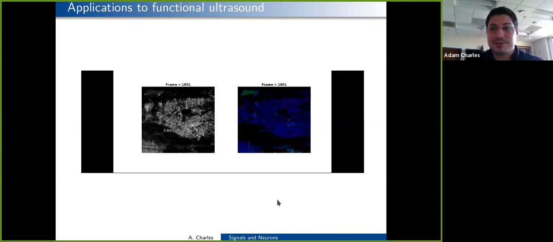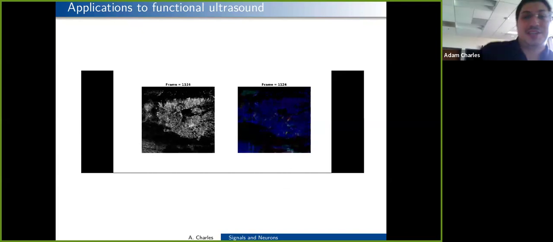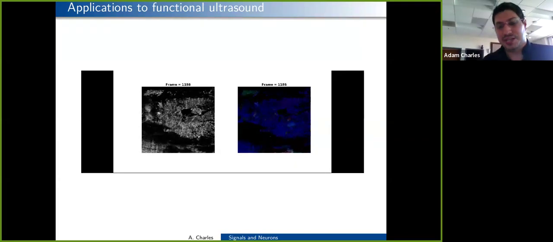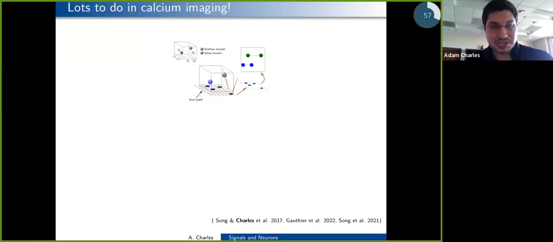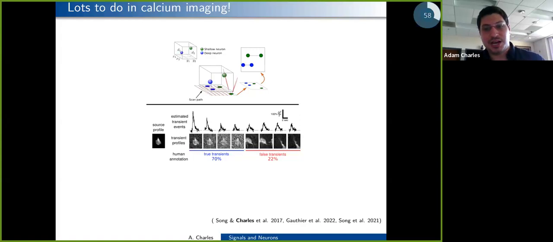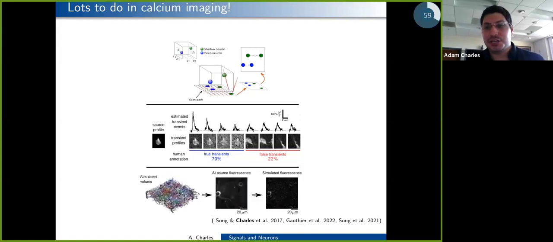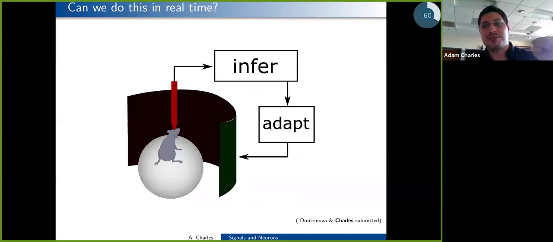So there's a bunch of great tools coming out for this, and I'm very excited about functional ultrasound. But first, I want to go back for a second. There's a lot to do in calcium imaging. As I mentioned, I've done a bunch: stereoscopic imaging, robust processing, simulation-based assessment. But I want to talk about this online problem because of this crowd.